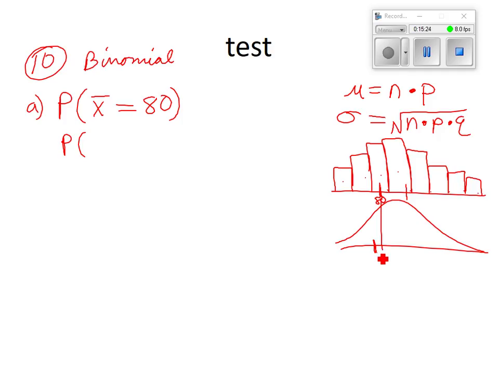So we've got to change this, and we want equal to 80, so we're looking at from here up to there. The way we're going to fix that is by going down by a half or going up by a half. In this case, we're going to do both. I shouldn't have put X right there. So what's our low limit this time, if we go down by a half? 79.5. What's our high limit? 80.5.